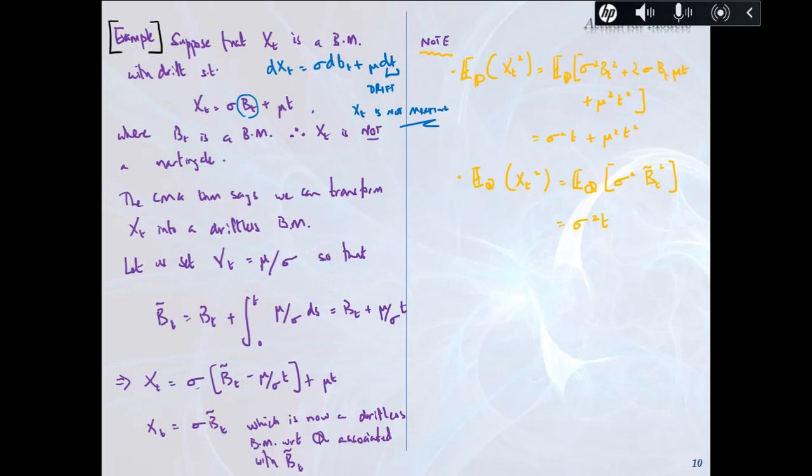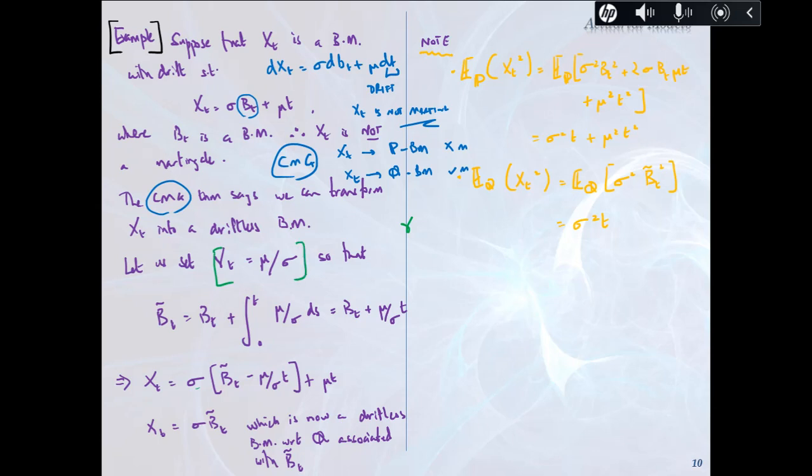Now we want to use the CMG to convert Xt, which is defined with the Brownian motion under P, to another Xt defined with the Brownian motion under Q. The first one is not a martingale, but this one we want to be a martingale. So we use the CMG. How do we use it? We need to define the previsible process gamma. Here we assume that gamma is equal to mu over sigma.